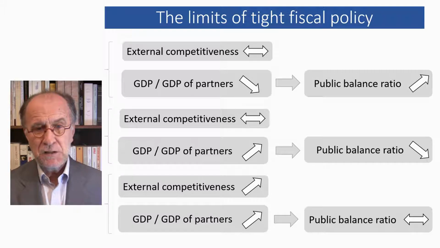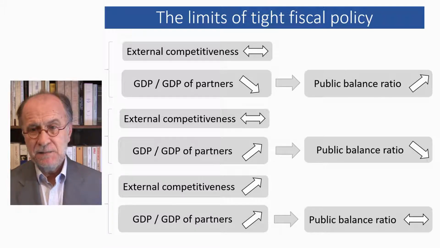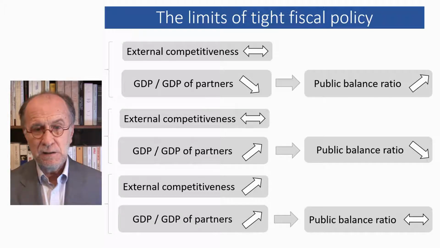We must not draw wrong conclusions from what I've just said. I'm not saying, for instance, that curbing public spending should be avoided if the public deficit is too big. Poor external competitiveness may well be due to public overspending, and reducing public spending may well be one of the factors that can improve the economy's external competitiveness.